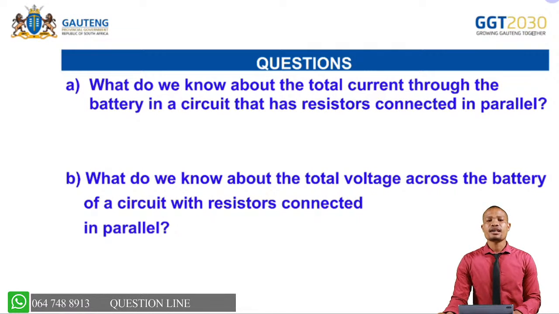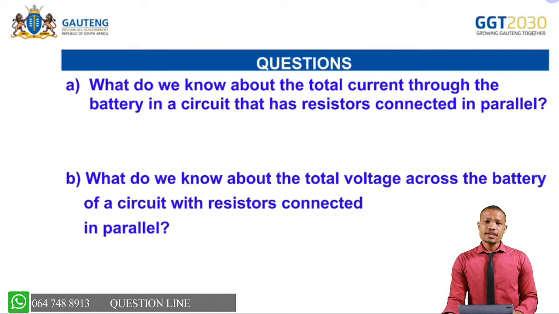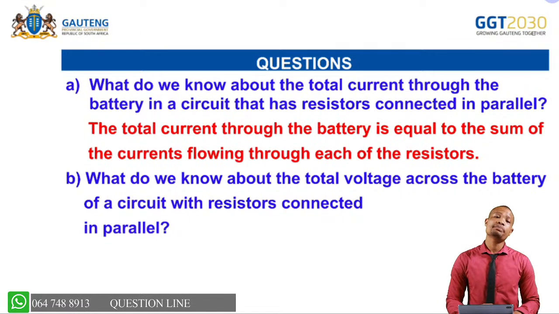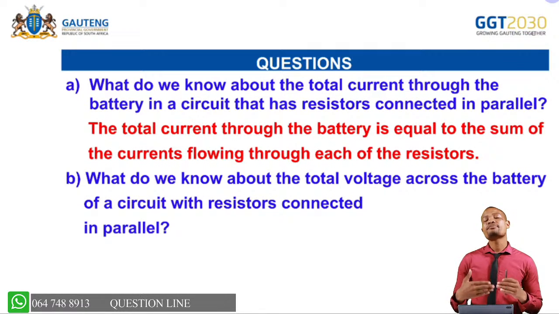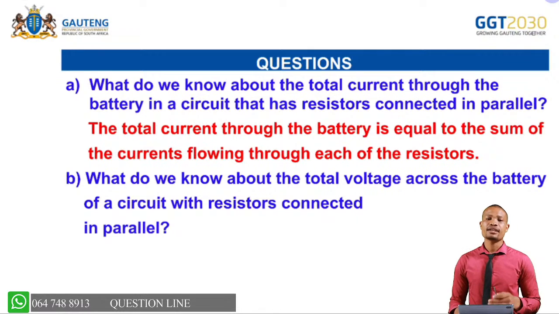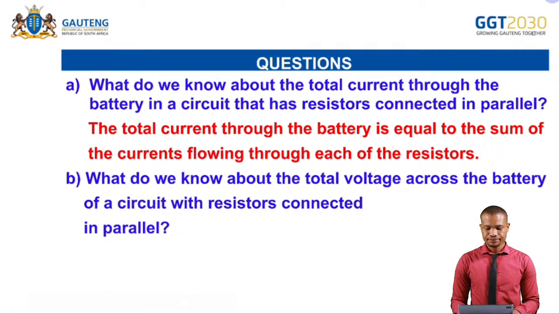Let's quickly discuss the answers to these questions, then we will take a break and do our practical. First question, what do we know about the total current through the battery in a circuit that has resistors connected in parallel? What do you think? Yes, that is correct. The total current through the battery is equal to the sum of the currents flowing through each of the resistors. So each of the resistors splits the current amongst themselves, and the total sum of that current is equal to this total current coming from the battery.